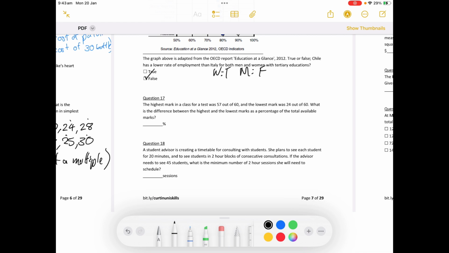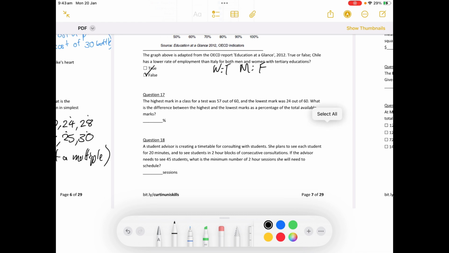Alright, question 17. Oh, that's all for the graph. Okay. Alright, question 17. The highest mark in a class for a test was 57 out of 60 and the lowest mark was 24 out of 60. What is the difference between the highest and lowest mark as a percentage of the total available marks? Okay, so first off, let's work out what the difference between the highest and lowest mark is, okay?